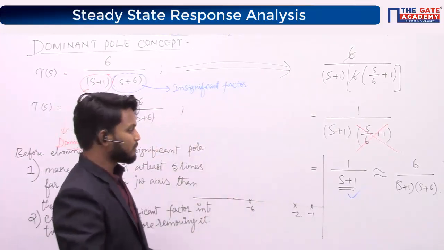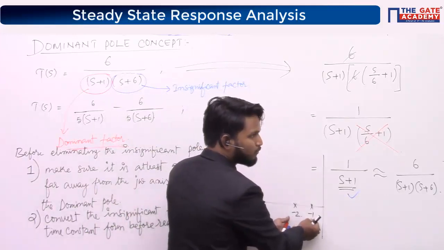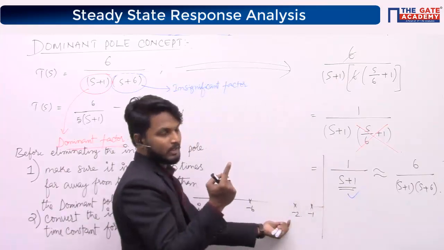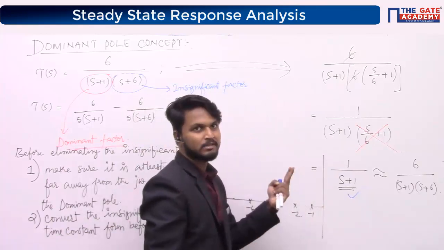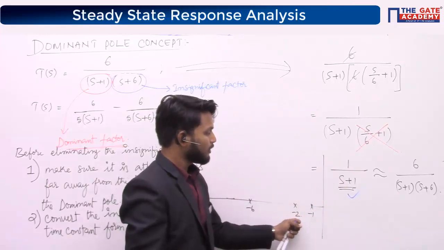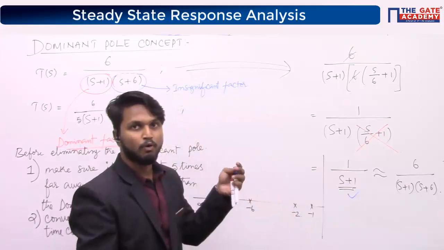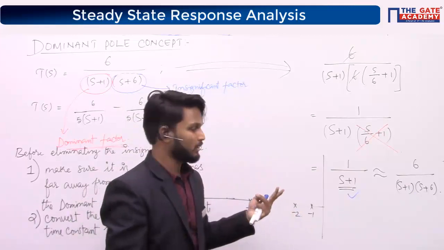See here, 1, after that you have 2. The distance of 1 from the j omega axis is 1. The distance of 2 from the j omega axis is 2. It is less than 5 times, right? Therefore 1 and 2 both will be dominant.